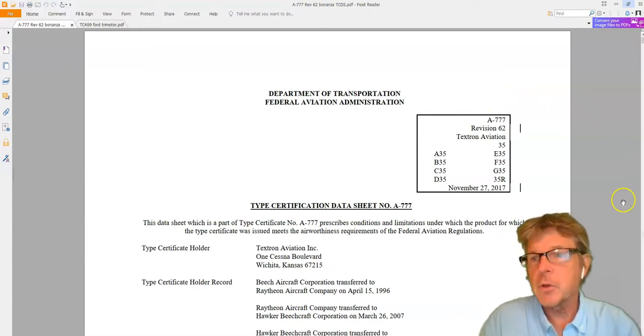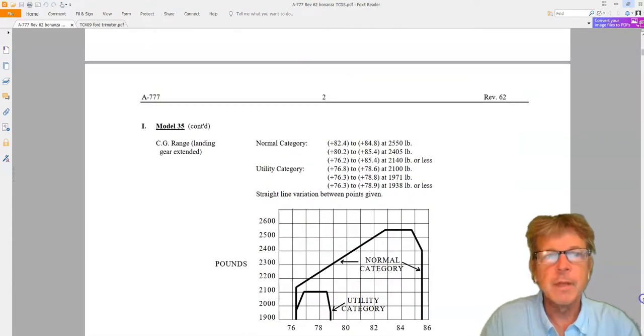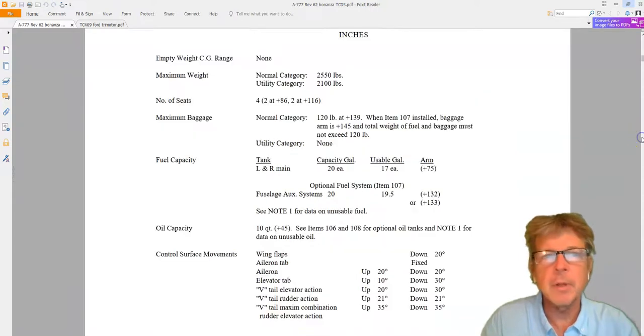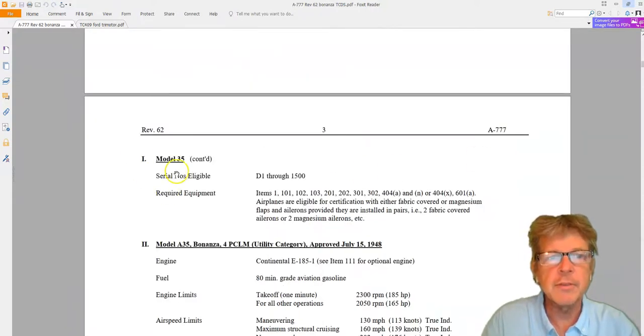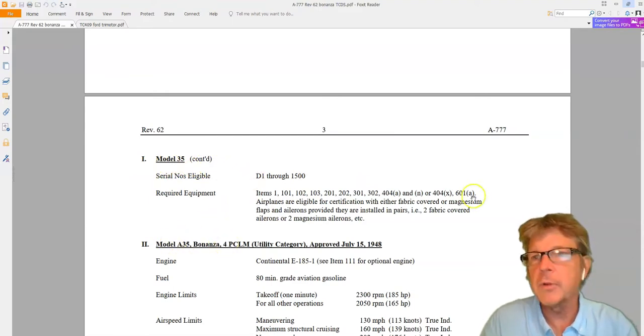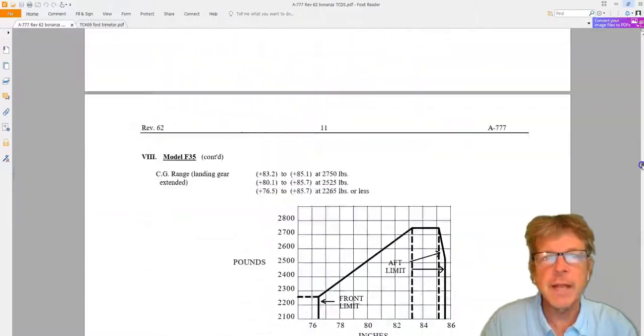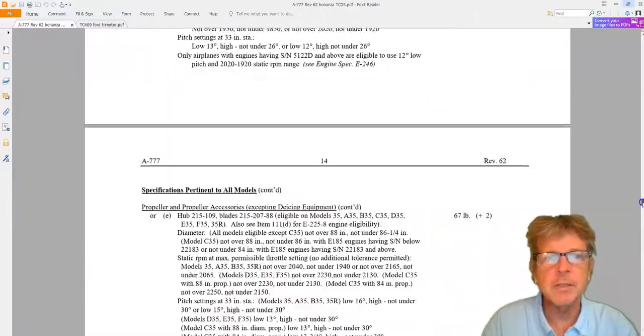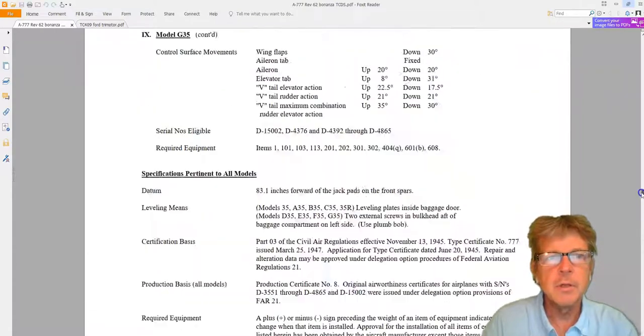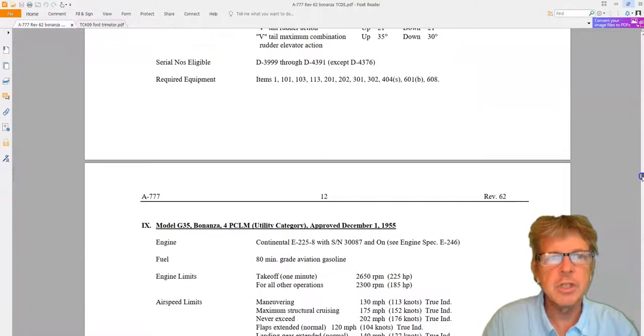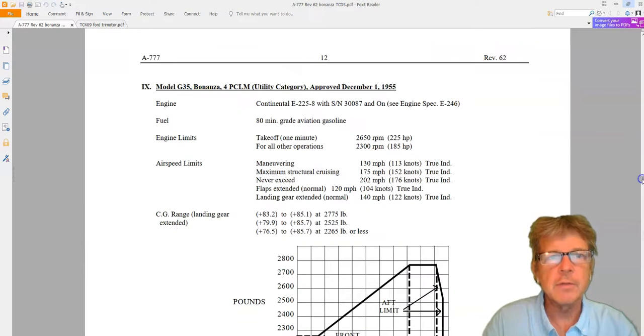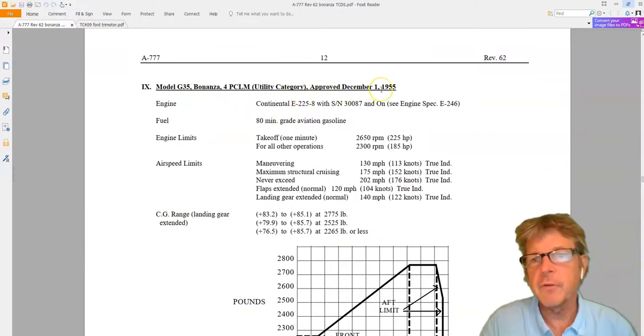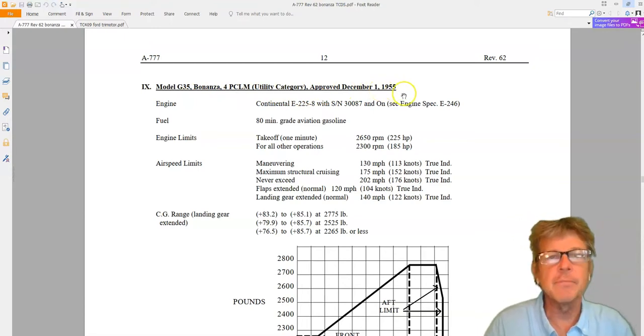But, okay, back to the aircraft information. If I go to this first airplane, this is what we call the straight 35. And then after that, they went to the A model. Well, I want the G model, right? My customer's got a G35 Bonanza, and I'm going to do an inspection on it. So I come down to where I find the G35. Okay, so it starts right here. And the G35 was originally, the first one came out in 1955.